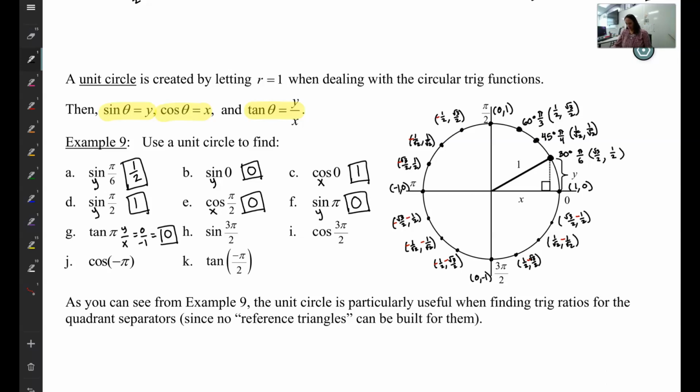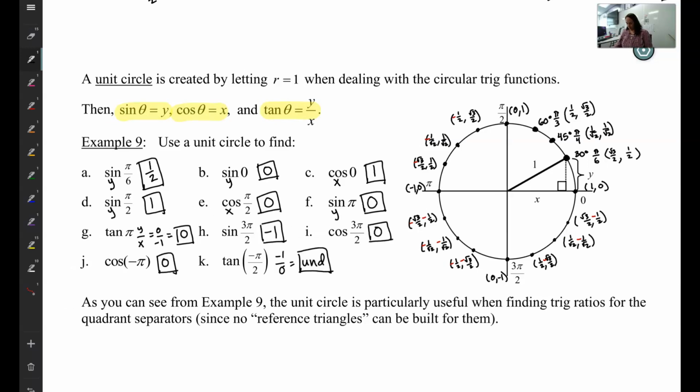Sine of 3 pi over 2. Go down here. 3 pi over 2. And actually, I'm going to have you pause the video, try h through k, and just remember that j and k, that negative just means go clockwise instead of counterclockwise. And then I will play the video in just a sec and show you what the answers all are for h through k.